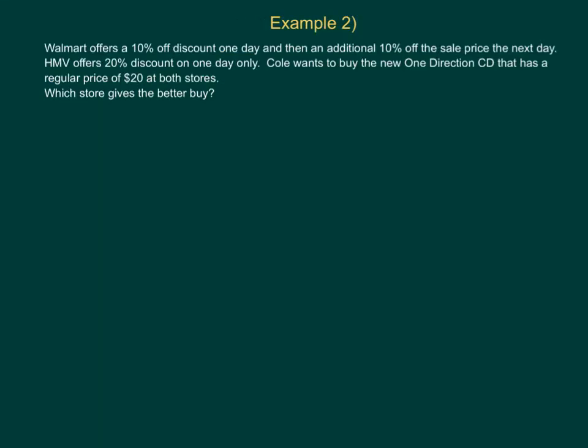Example 2. So for this one, it says Walmart offers a 10% discount off one day and then an additional 10% off the sales price the next day, while HMV offers a 20% discount on one day only. Cole wants to buy the new One Direction CD that has a regular price of $20 at both stores. Which store gives the better buy?